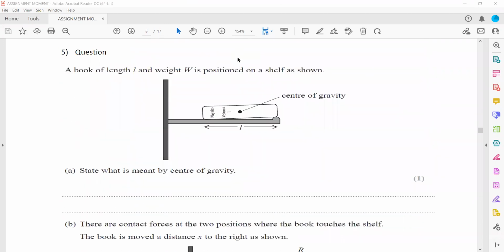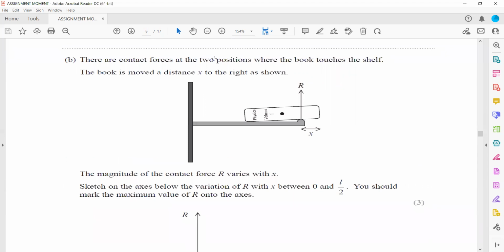In this question, a book of length L, which has a weight W, is positioned on the shelf, as you can see. What is meant by the center of gravity? How do we define the term center of gravity? It is the point where the weight of an object acts. That is known as the center of gravity.